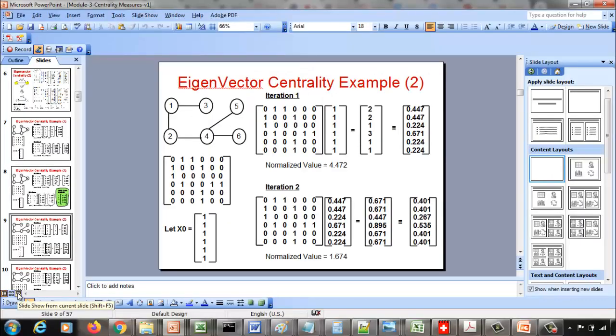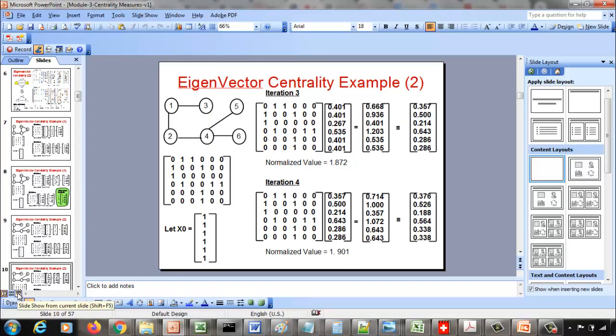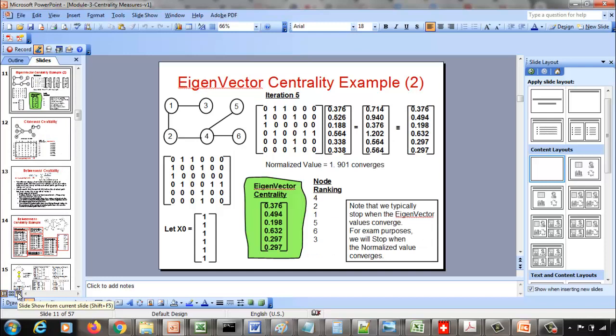So that's the second example, or third example, which I leave for you to practice. Once you get the eigenvector centrality values, if you want to rank based on the largest values, always in this module we'll use the larger the centrality metric value, the higher the rank for the vertices. So 0.632 is the largest one, so that is for vertex 4. So that's ranked first, and then the next largest is 0.494 for vertex 2, then 0.376 for vertex 1, then 0.297 and 0.297 for vertices 5 and 6.